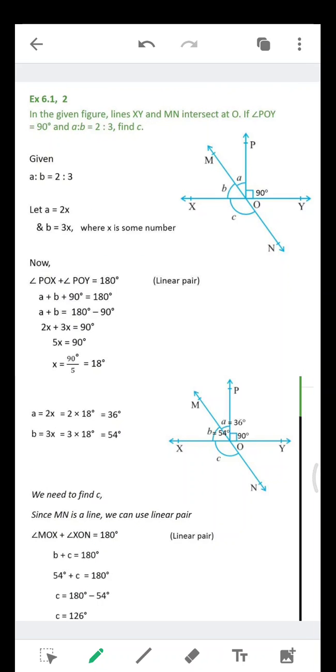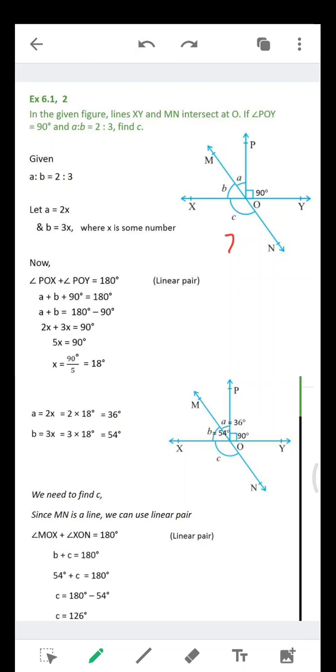Next, let's continue with question number 2. In the figure, lines XY and MN intersect at O. You can clearly see here, lines XY and MN intersect at O. If POY is equal to 90 degrees, it is given that POY, where is POY in this? This one. POY is equal to 90 degrees, and A is to B is equal to 2:3. The ratio of these two angles is 2:3. We have to find the value of C.